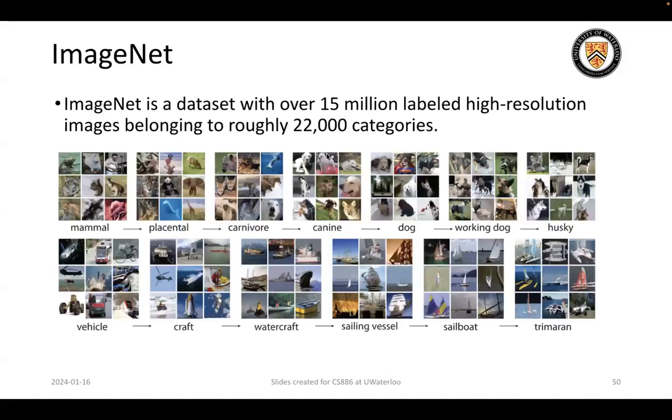Now let's look at a very important dataset, ImageNet. This is a dataset with over 15 million labeled high-resolution images belonging to roughly 22,000 categories. Here we have seen different categories such as vehicle, craft, watercraft, sailing vessel, sailboat, trimaran, etc.